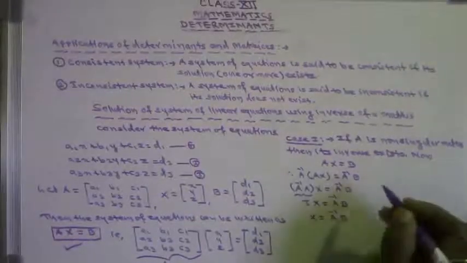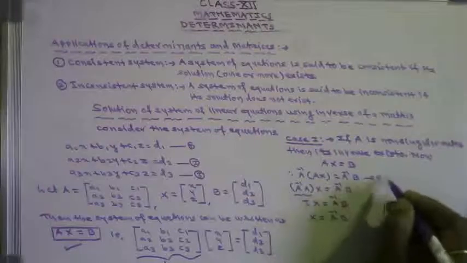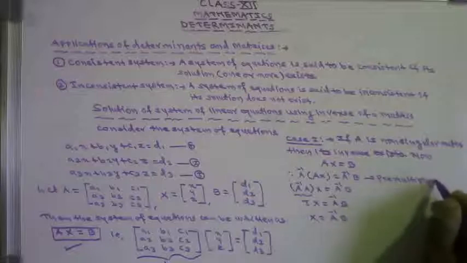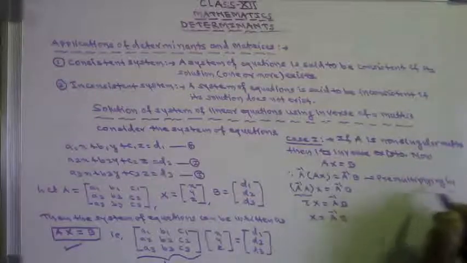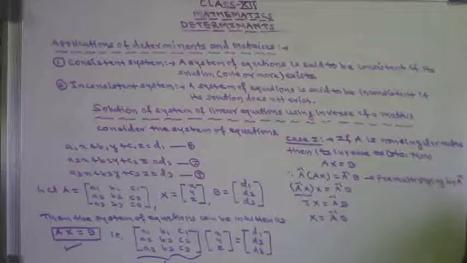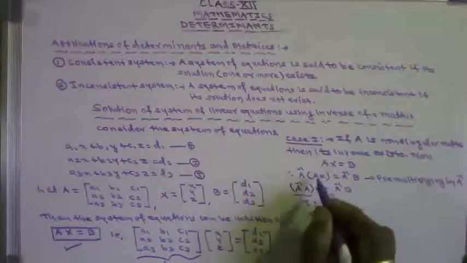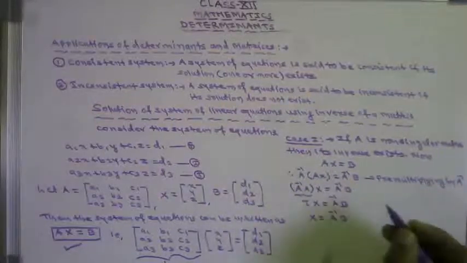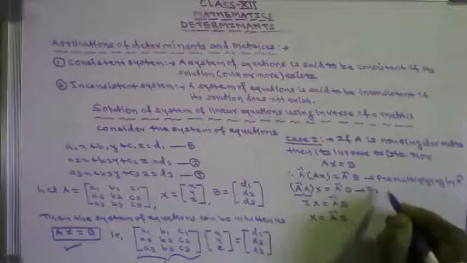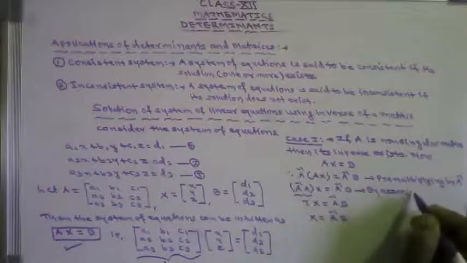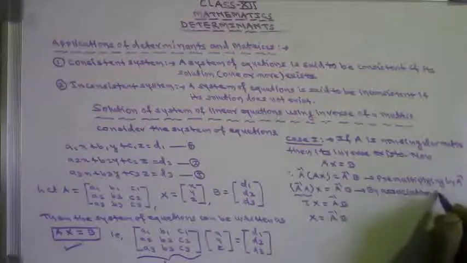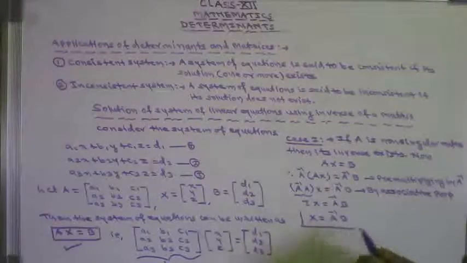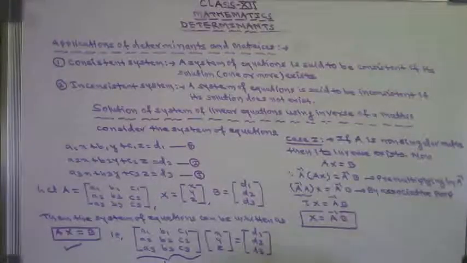Here I am writing, pre-multiplying by A inverse. And this is the associative property. A inverse into A, I am grouping that. So by associative property, I have written this. Okay, so this X equals A inverse B gives me the value of x, y, z.